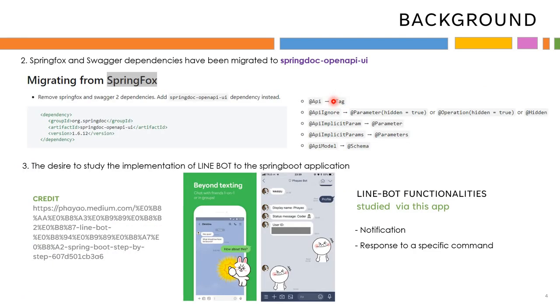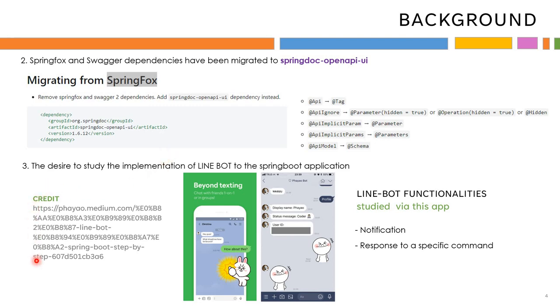And the second, the SpringFox and the Swagger dependencies have been migrated to the SpringDoc OpenAPI UI. Not only the dependencies have been migrated, but also the way that we use the annotations has been changed as well. And the third, the desire to study the implementation of the Line bot in a Spring Boot application.